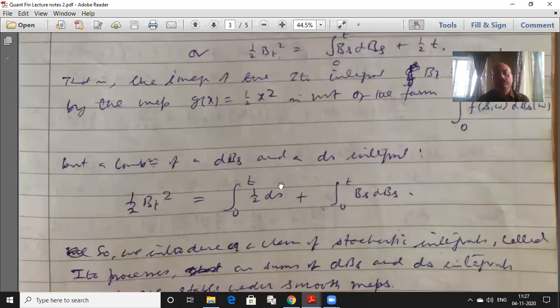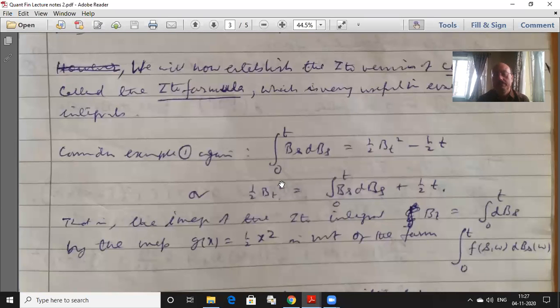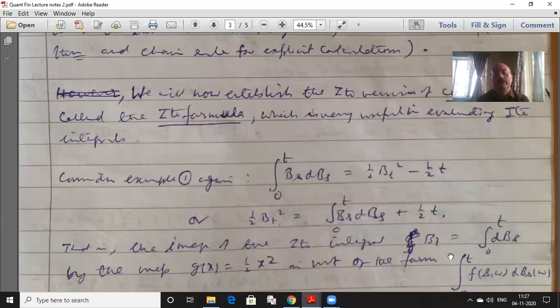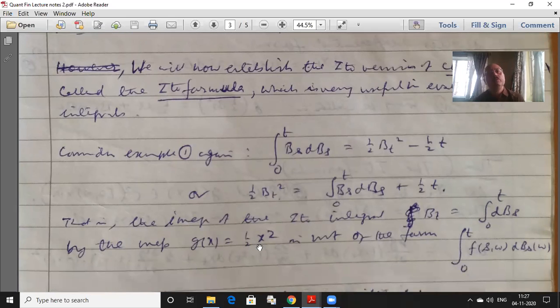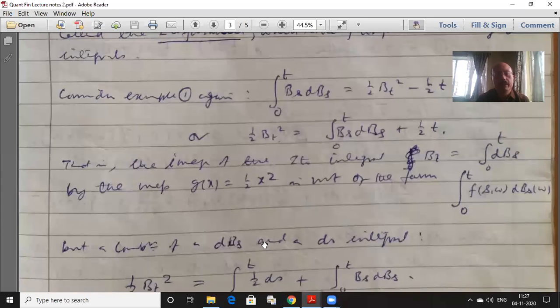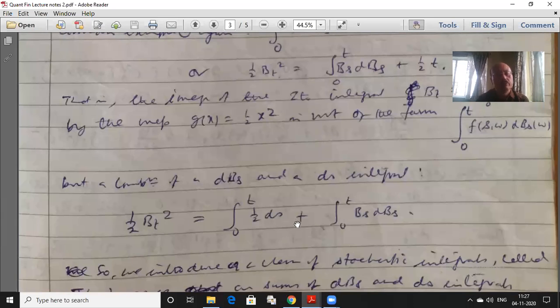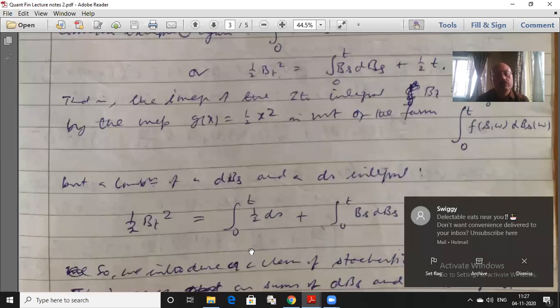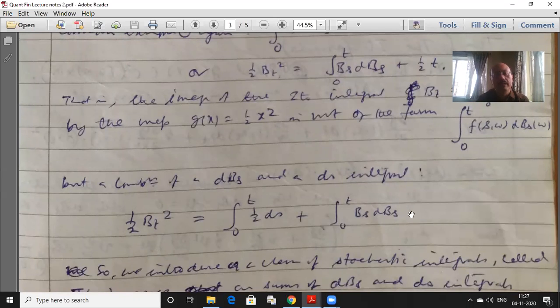So I started out with this notional identity, Bt as the integral dBs. So I can think of this as having a plus 0 dt integral notionally here. If I apply a smooth function here like half x square, my result will become half Bt square equal to now a non-zero dt integral and a dB integral, ds dBs.